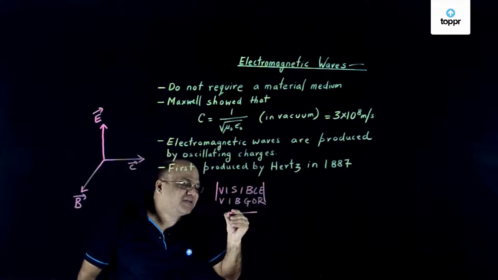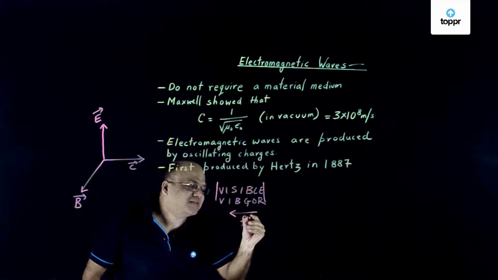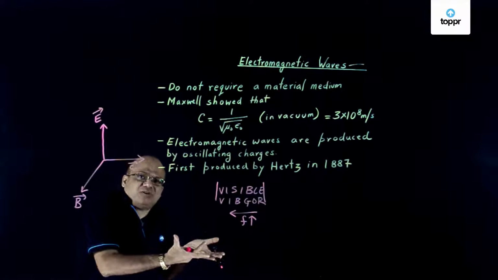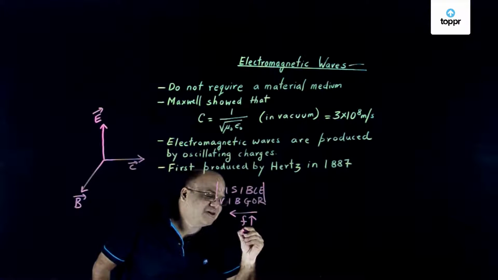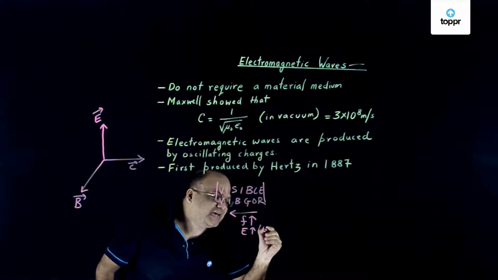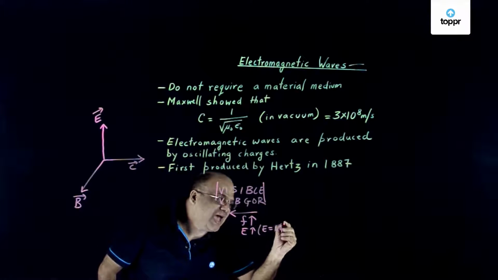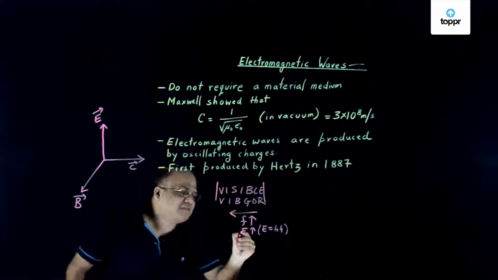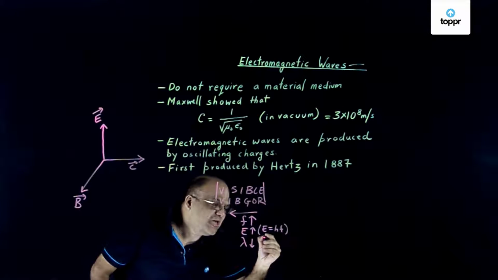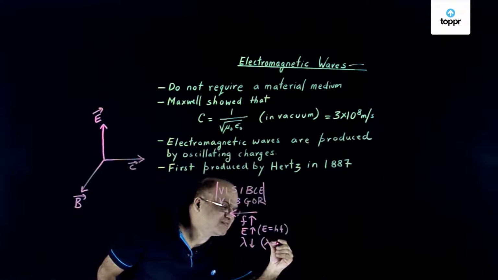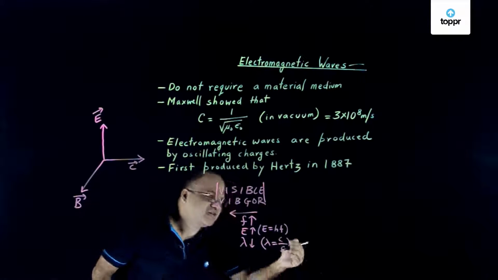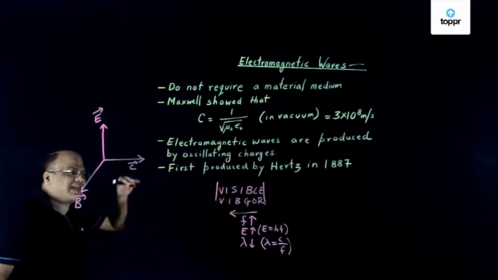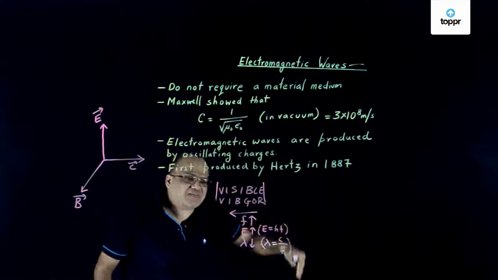As we go this side, the frequency increases. If the frequency increases, the energy per photon will increase because energy is equal to hf. And if the frequency increases, the wavelength decreases because c equals f lambda. So lambda becomes c by f. So as we go towards violet, the frequency increases, the energy increases, and the wavelength decreases.